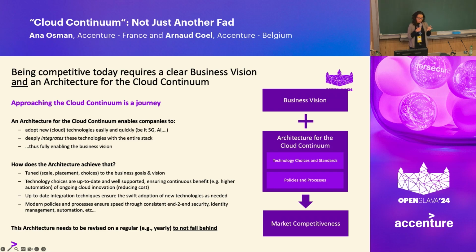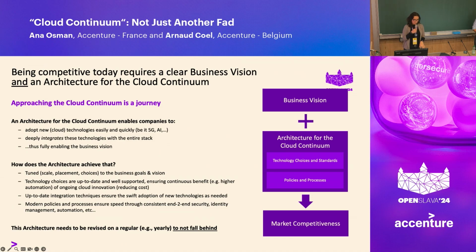The architecture for Cloud Continuum, basically, is composed of choices and standards. So we make the technology choices, we set up the standards, and then, as it was previously mentioned, we need to keep to those standards throughout the organization. And then we put the policies and processes in place, so the governance layer, and well, we're ready to go.